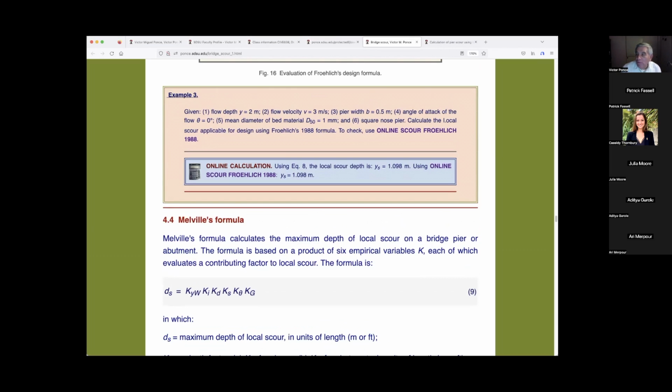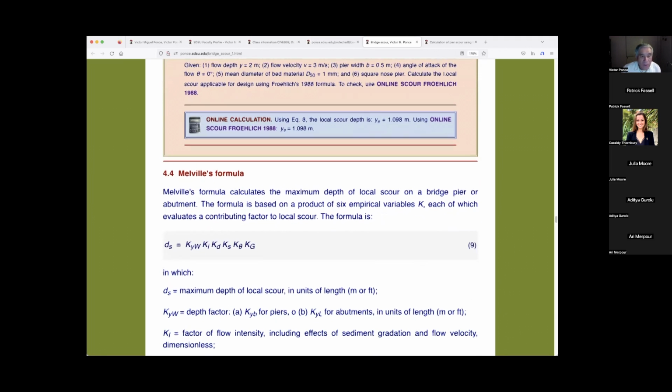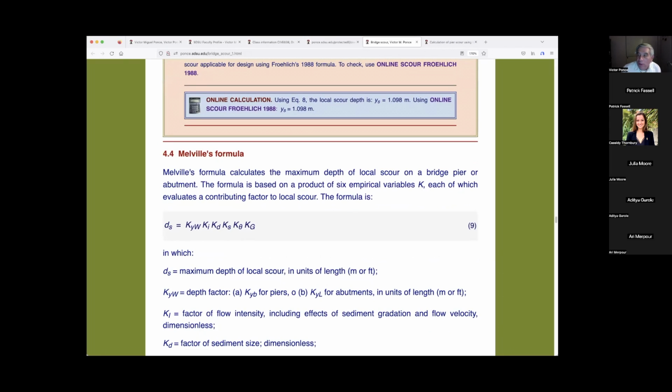So we have covered 3 formulas: HEC-18, Jain and Fischer, and Froehlich. Now we're going to end up with the most comprehensive formula, which is the Melville formula, considered to be the most comprehensive formula. Melville, I believe, because I looked extensively into his publication, which is dated, I believe, the year 1998. I could be wrong in here.